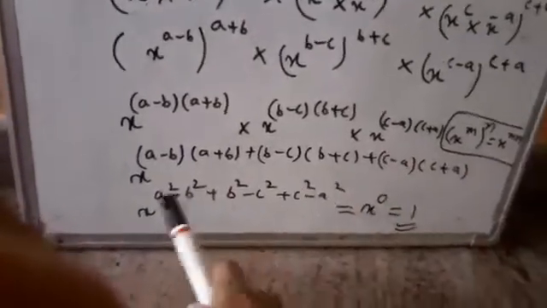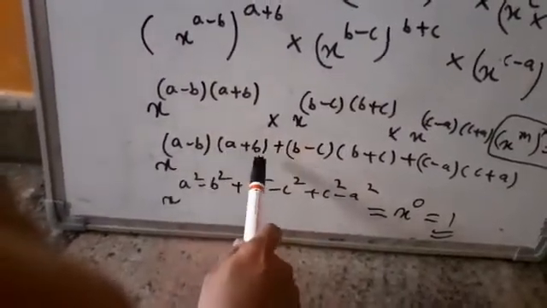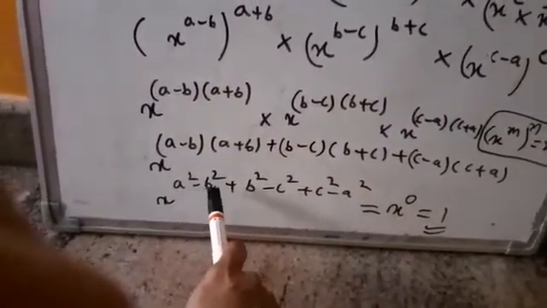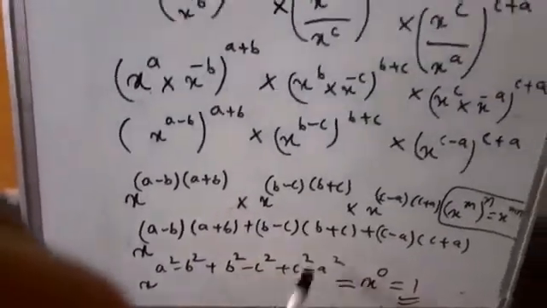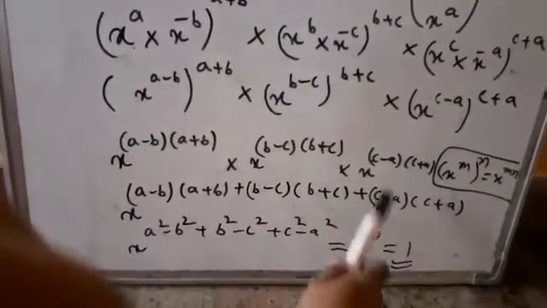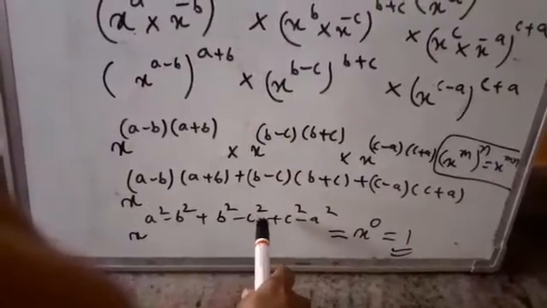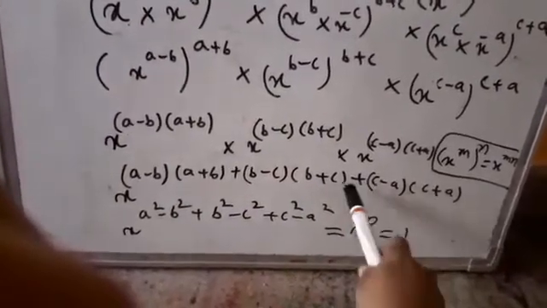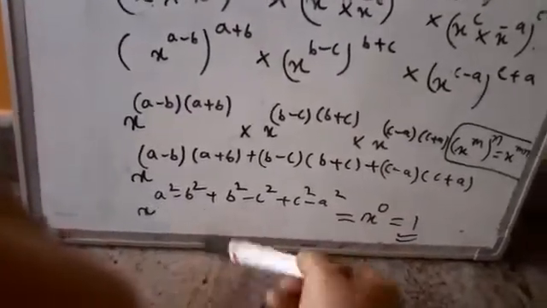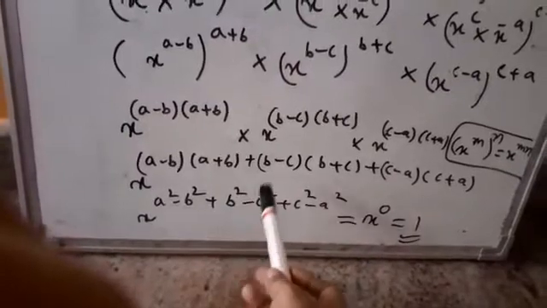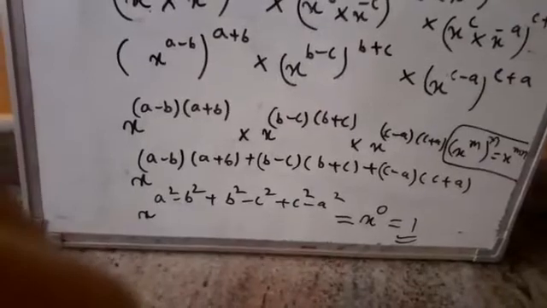See here now, x to the power of, observing only this one, a minus b into a plus b formula, a square minus b square. So that's why x to the power of a square minus b square plus, next, b minus c into b plus c, here also a minus b into a plus b formula, so b square minus c square plus, next, here also c square minus a square. See now, x to the power of a square minus b square plus b square minus c square plus c square minus a square. And which one is cancellation?